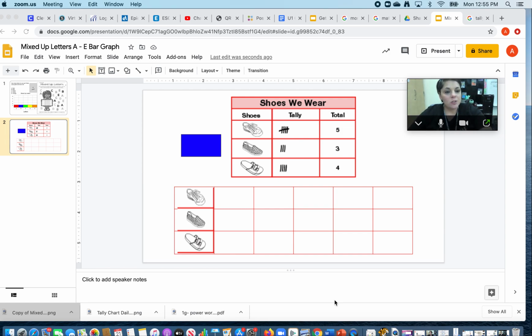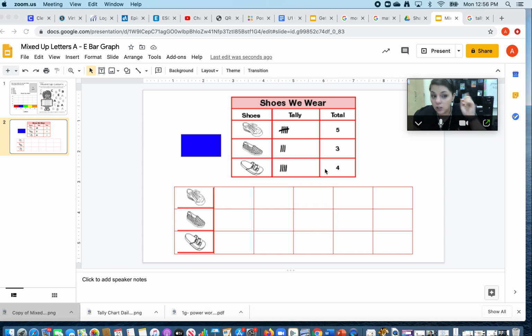Hi guys. So today we're going to be talking about using our tally charts to make a graph. So we're going to make our own tally chart and then make it into a graph. Later this week you're going to get to do all of this on your own, but today I'm going to provide the tally chart for you. So take a look right here.